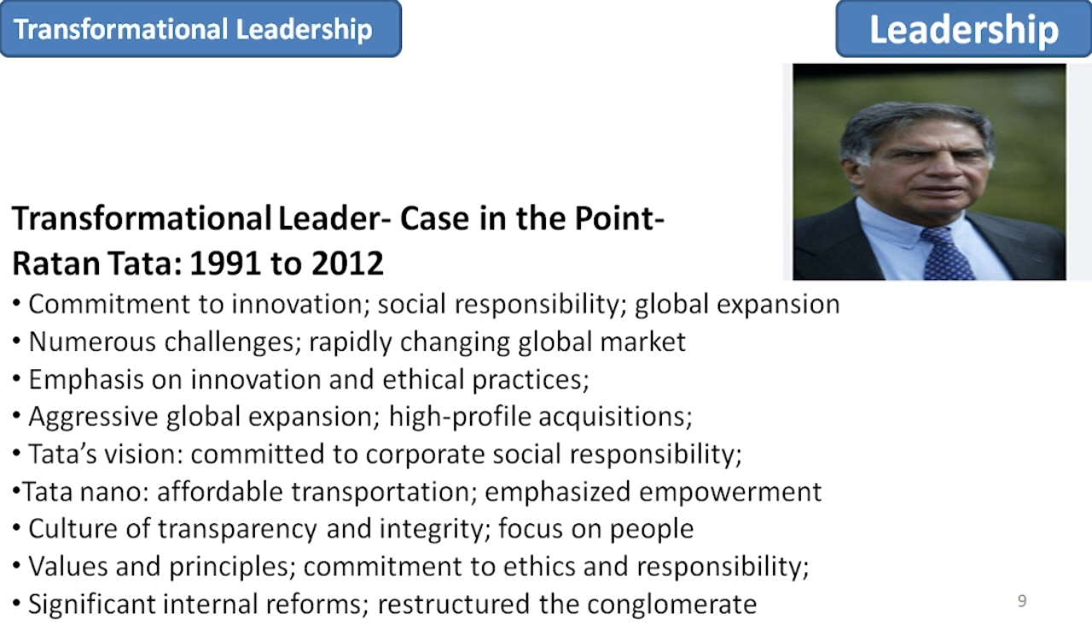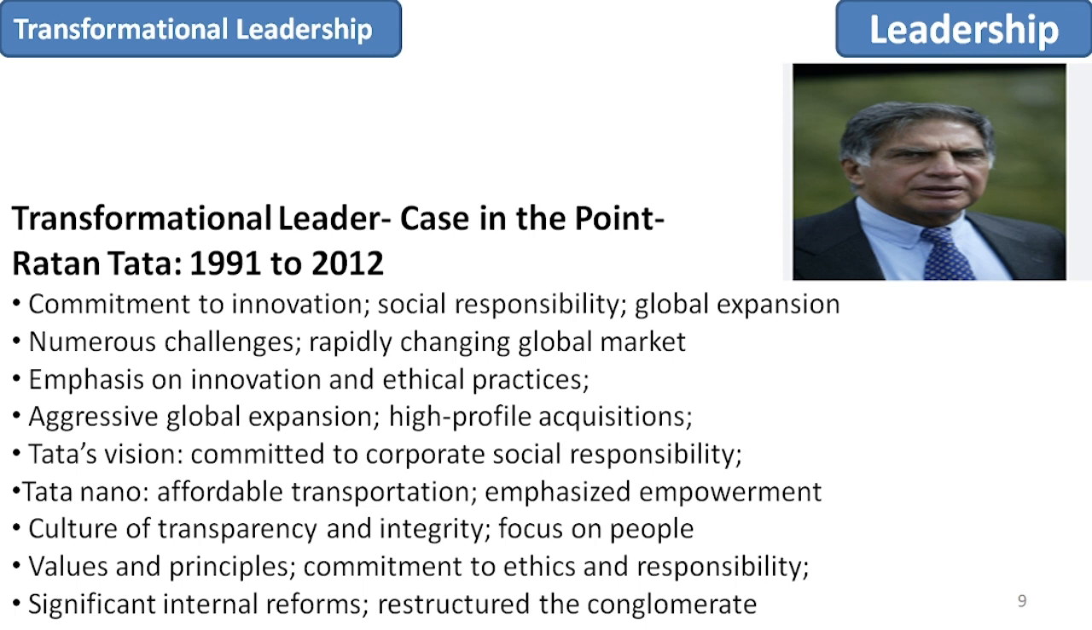in people's lives. In addition to these initiatives, Tata's leadership style emphasized empowerment and trust. He fostered a culture of transparency and integrity within the organization. His approach to leadership was characterized by a focus on people, encouraging employees to innovate and take ownership of their work. This people-centric approach not only boosted employee morale but also drove the company's growth and success.